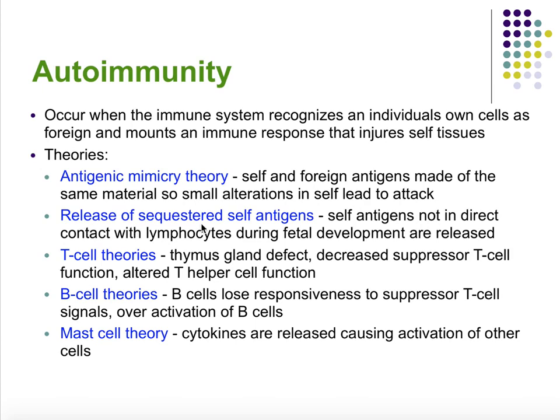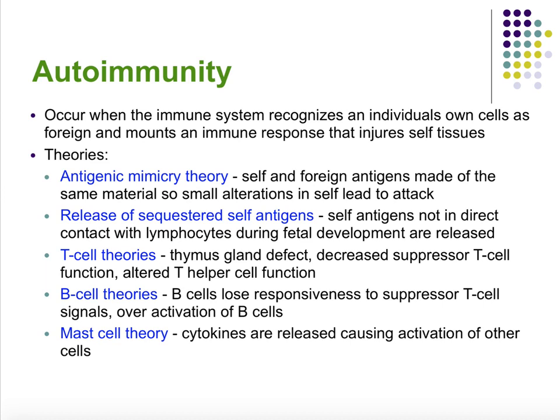Then we have release of sequestered self-antigens. Antigens are basically anything an antibody binds to, and some are sequestered during development. During fetal development, our immune system goes around and recognizes our own cells, so we're not going to mount a response. But some antigens are sequestered during that time, so our immune system never meets them, and they're supposed to stay sequestered. If any of these antigens escape, our antibodies will mount a response because the immune system has never learned that this is part of our body.